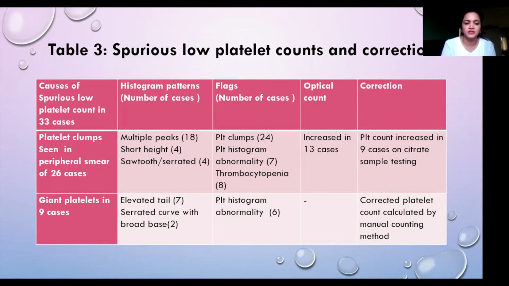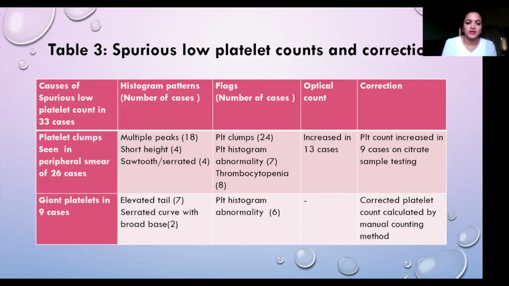The second cause, a spurious low platelet count that was observed in our study, was seen in 9 cases of smear, where it showed significant number of giant platelets which were almost of the size of RBCs. And this could be very well explained because the RBCs and platelets are counted in the same channel, and hence giant platelets are not counted as platelets and could give rise to a spurious low platelet count on the analyzer.